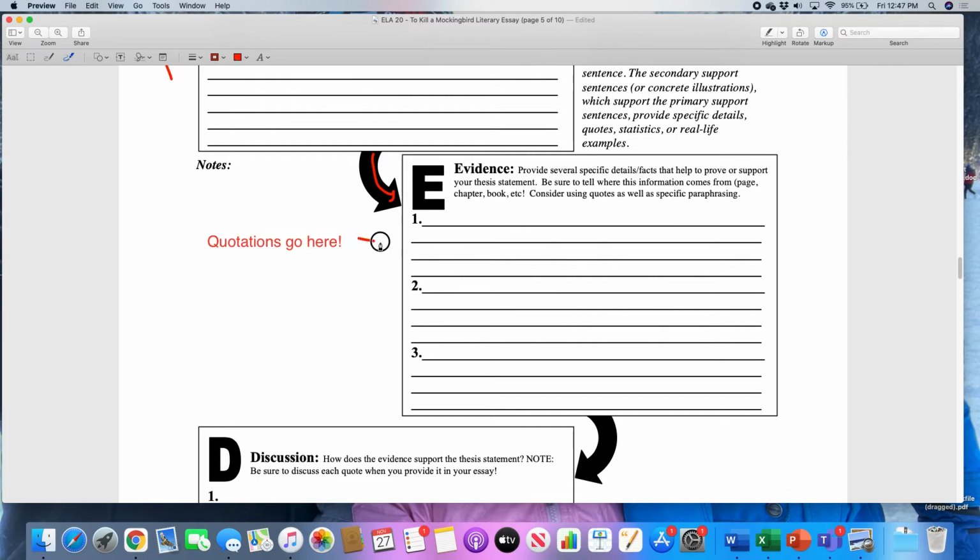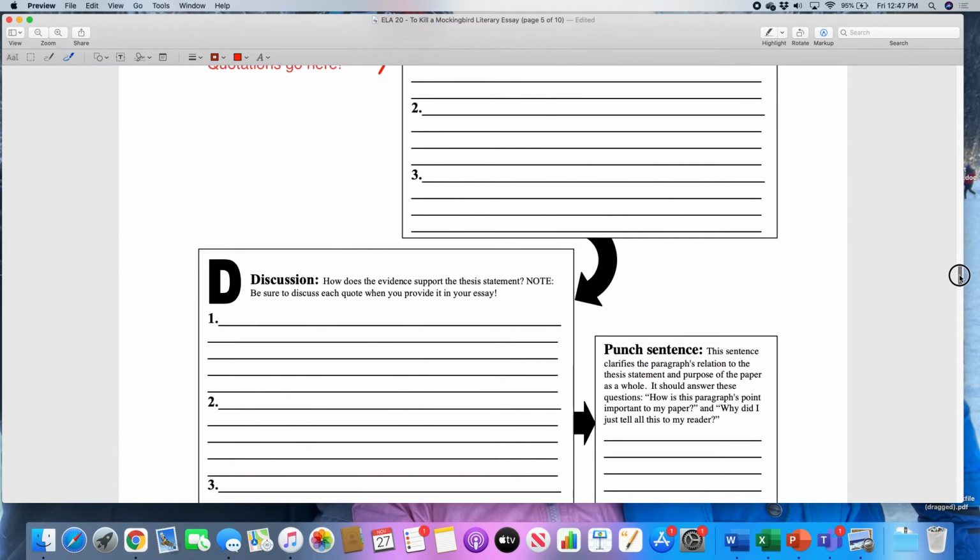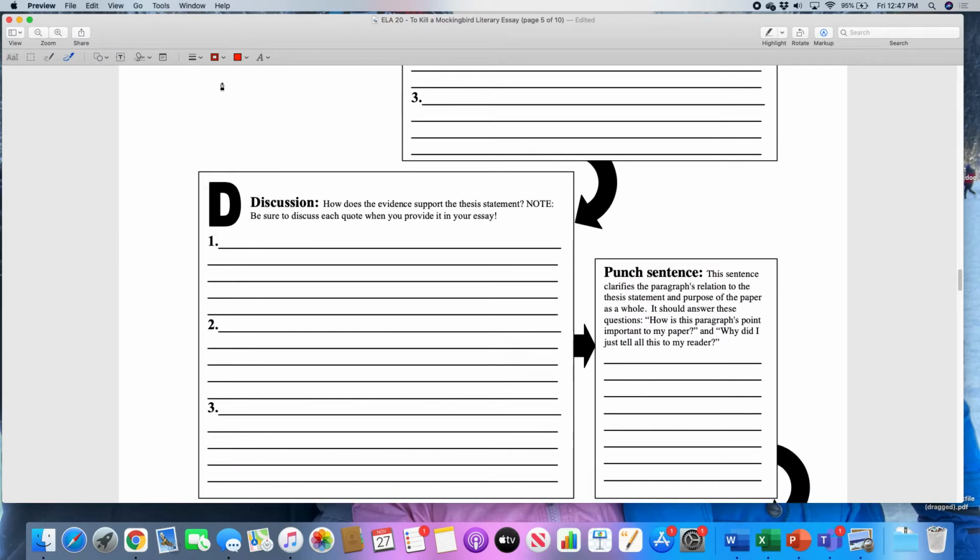And then your discussion, and so this is why I want to redo this, and I haven't yet. The discussion is the explanation. And I'll just put that arrow there. Okay, explanation goes there. So this still has that point, evidence, explanation structure.